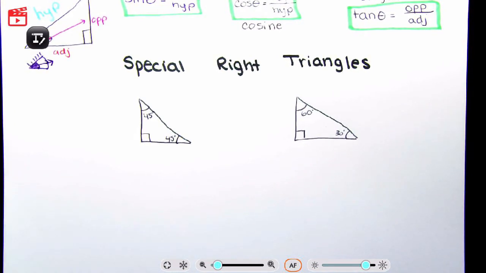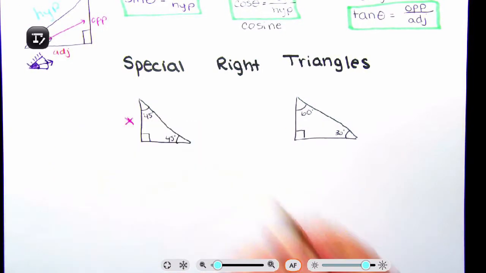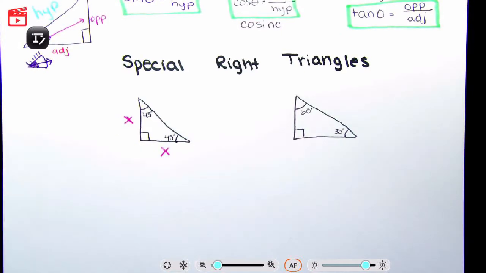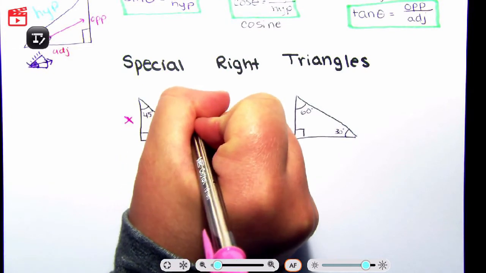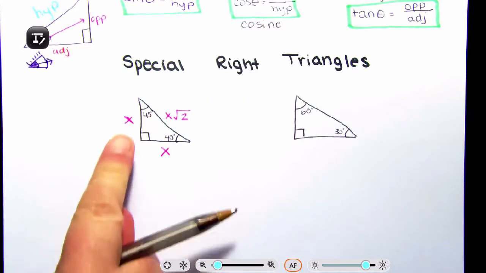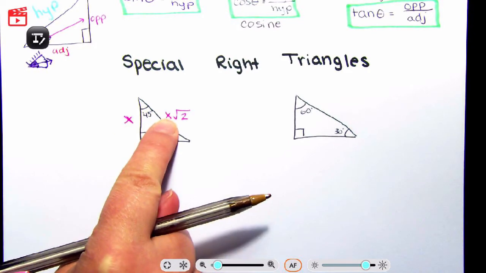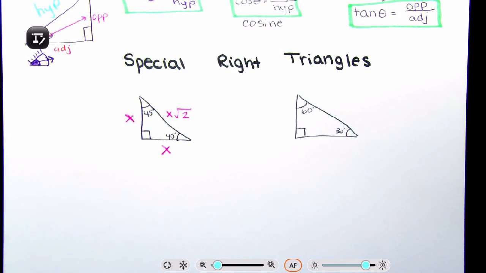If you have a 45, 45, 90 triangle, it follows this pattern. Whatever your side length here of x is, your side length here will also be that same value. And then your hypotenuse length is always x root 2. So if I have 2 as my x, 2 as my x, 2 root 2 is going to be my hypotenuse. And again, this pattern only works for a 45, 45, 90 triangle.